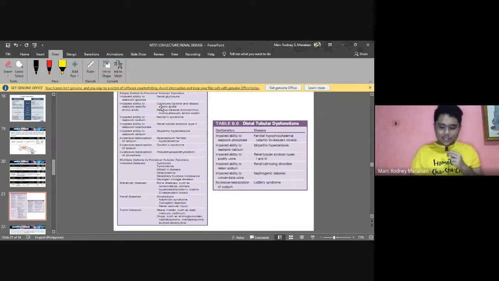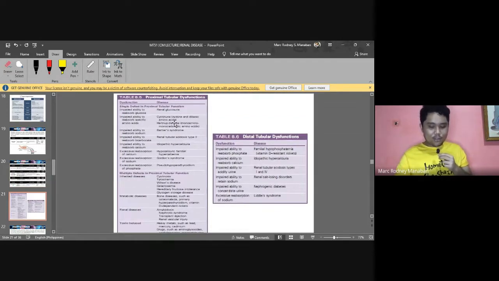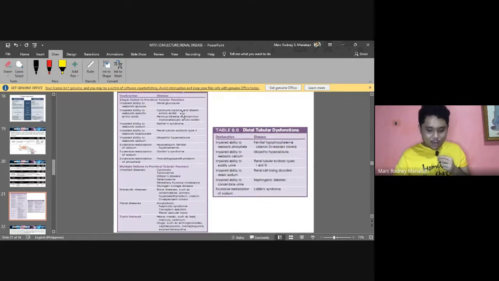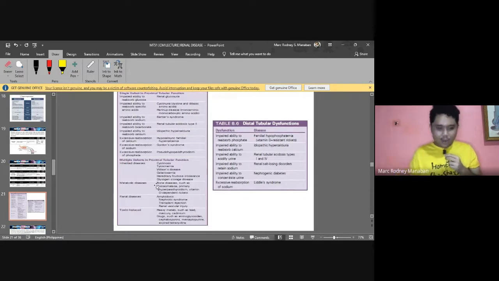And here is from Brunzel, the different proximal tubular and distal tubular dysfunctions. Please just read. So, what are the impaired abilities? Again, majority are impaired reabsorption or secretion of different substances. It can also be multiple defects, possibly inherited, metabolic, all right. And for distal tubular, still the same, impaired ability to reabsorb or secrete or retain possible substances. Okay? All right. So that's for distal tubular dysfunctions and the proximal tubular dysfunctions.